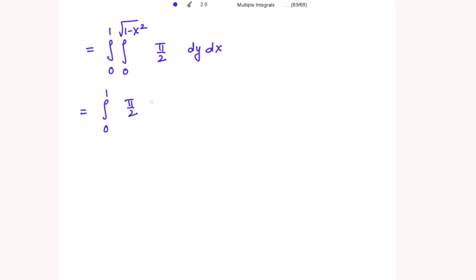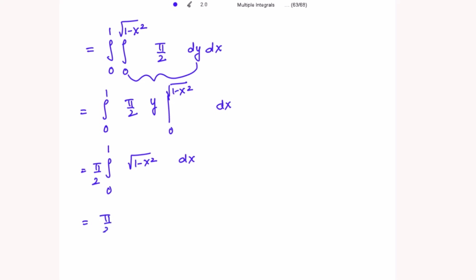Integration of 1 is y. So we are integrating this with respect to y. And then dx. So 0 to 1, taking pi by 2 outside, putting the upper limit for y, this is square root of 1 minus x square minus 0. So writing this as it is, pi over 2.